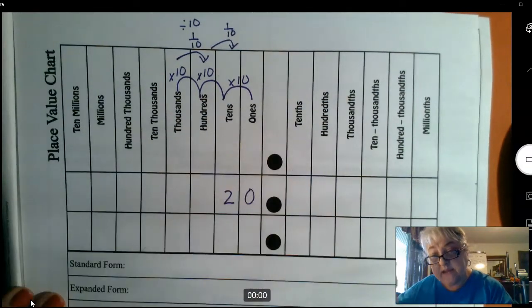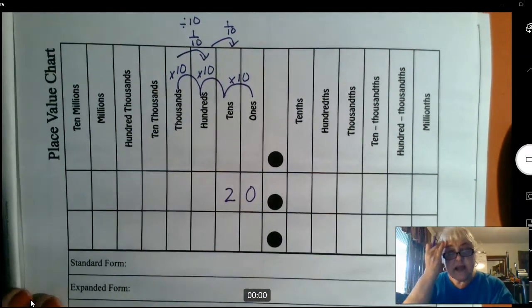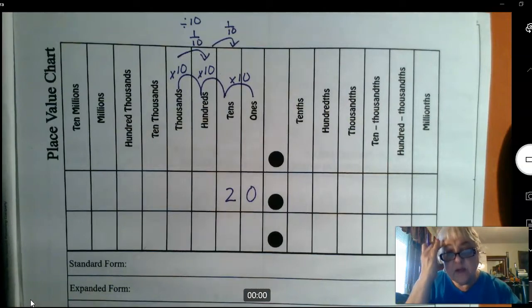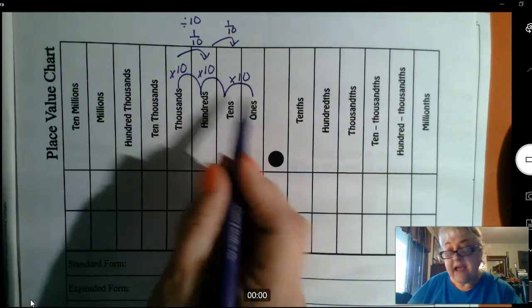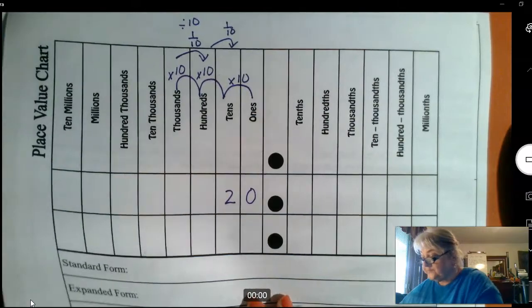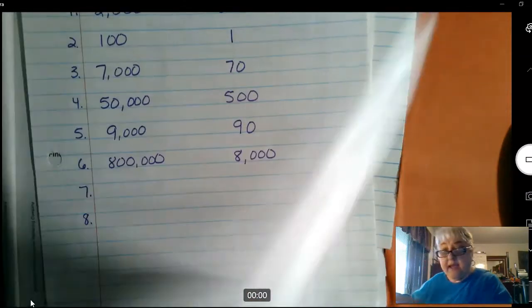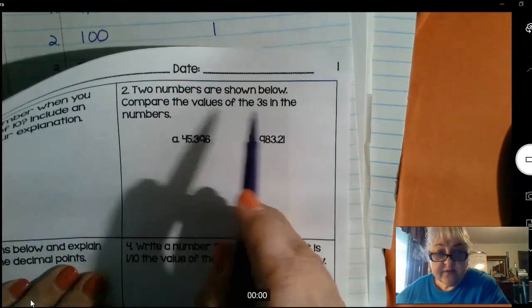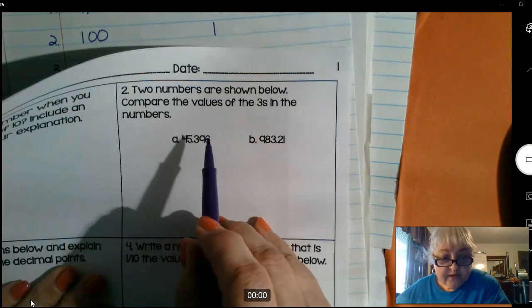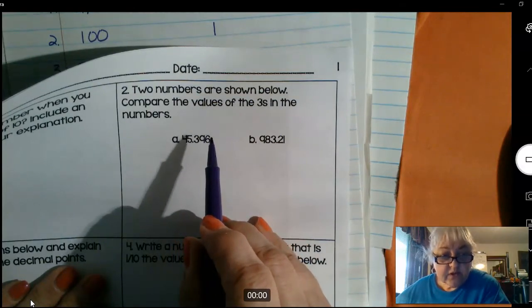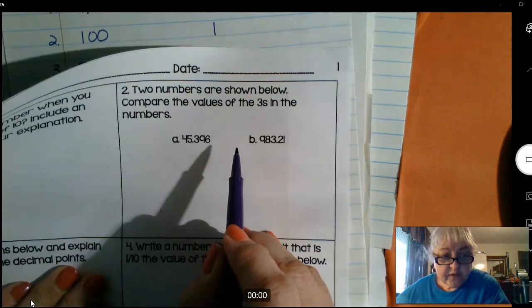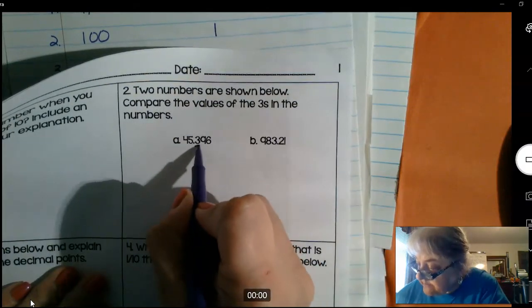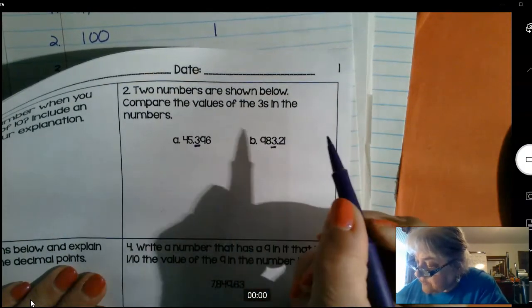So what I do is I have this place value chart kind of in my head right here. And when I'm working with these values, I see that. For example, a question that you might have on a test might look something kind of like this. Two numbers are shown below. Compare the values of the 3's in the numbers. Well, the first thing that I'm going to do is I'm going to look at the digits where the 3's are at, and I'm going to underline them. There's a 3, and there's a 3.